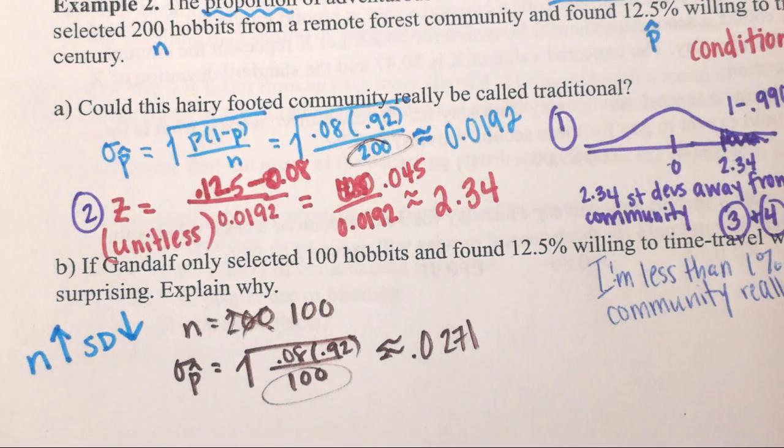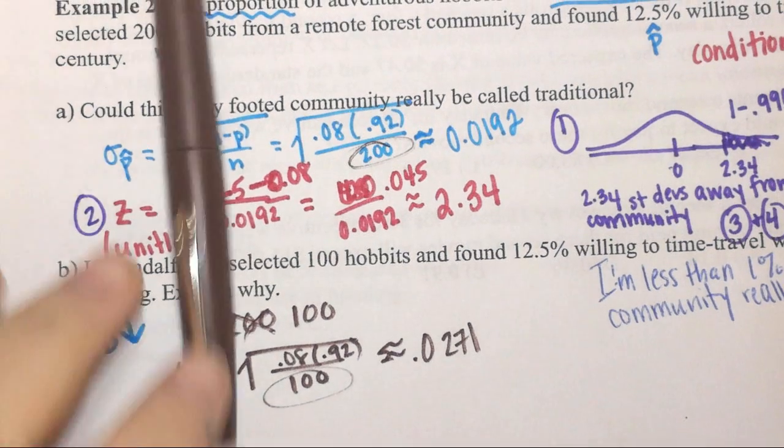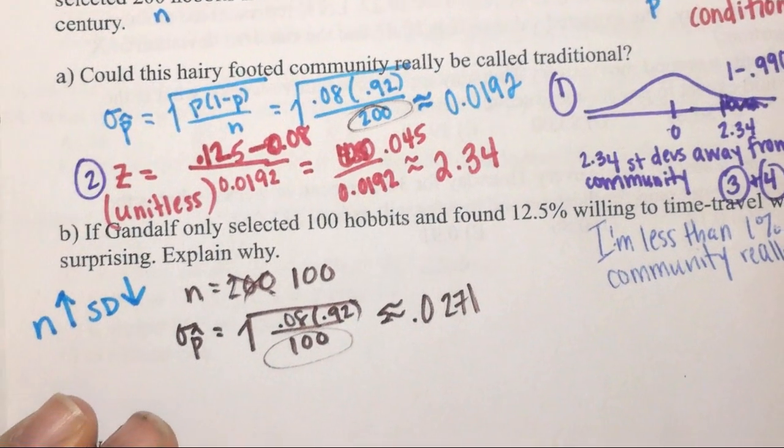Okay, so we computed our standard deviation. We still got to convert to a z-score, because again, I would like to put some sort of percentage on life, as in I'm this confident, I'm this happy, or whatever. So 100 hobbits would be more or less surprising.